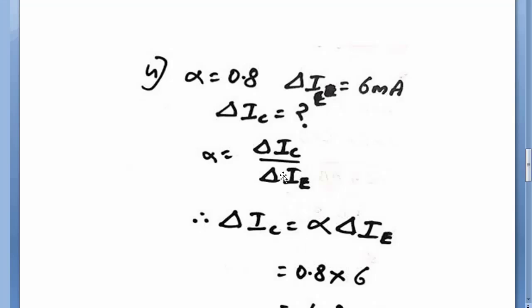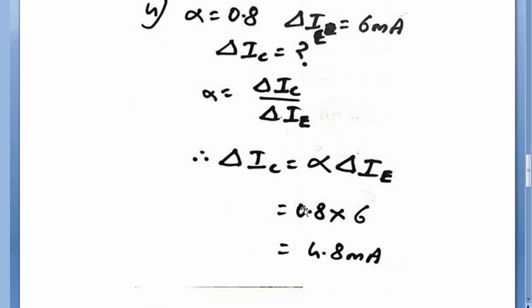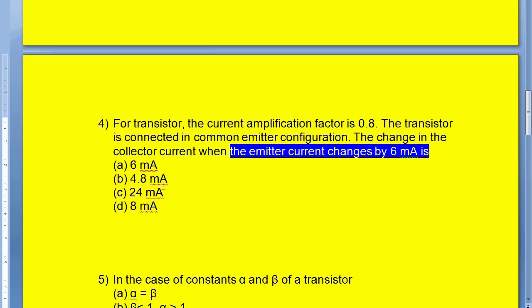So delta IC is alpha times delta IE. If we multiply them, it is 0.8 into 6, so we get 4.8 milliampere. So this is how delta IC is 4.8 milliampere. This is the answer.